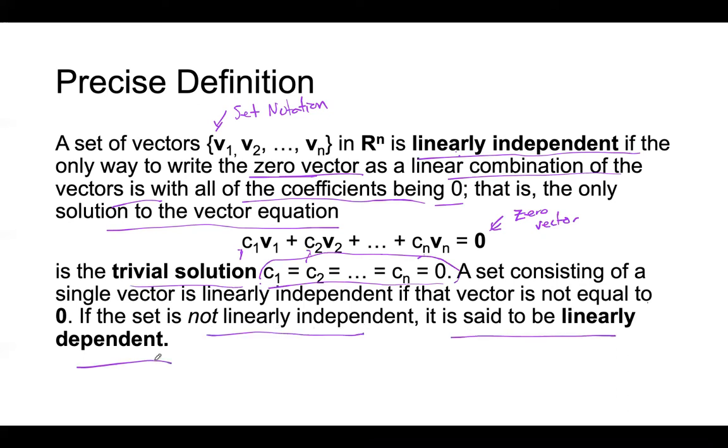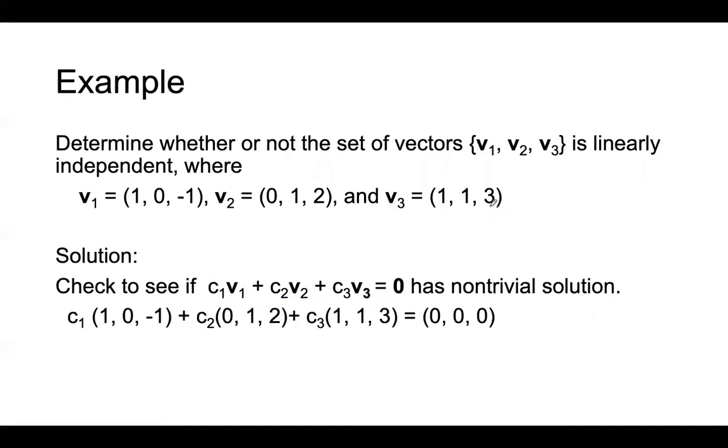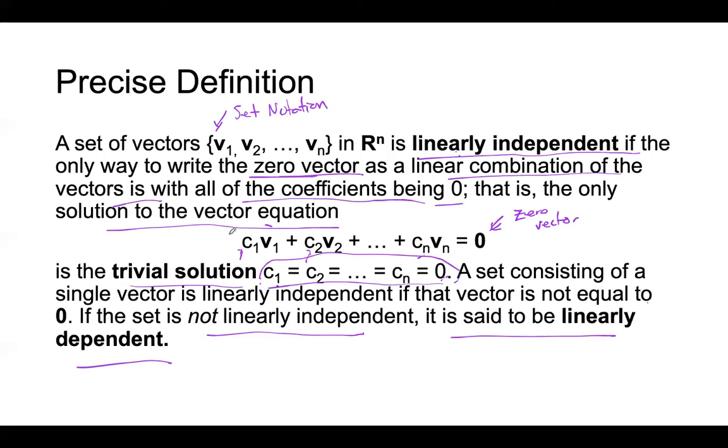So if you can write it as a linear combination of the other vectors, it is obviously linearly dependent. If you can't, if the only solution is where the coefficients are equal to 0, then it's said to be linearly independent. So let's see. Determine whether this set of vectors is linearly independent or not. So we want to check this definition.